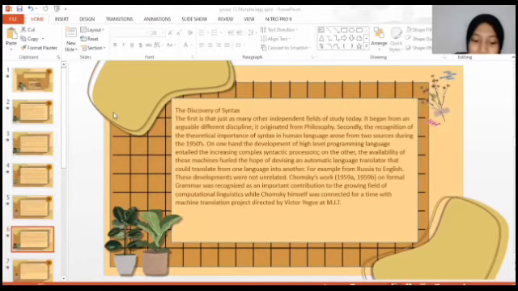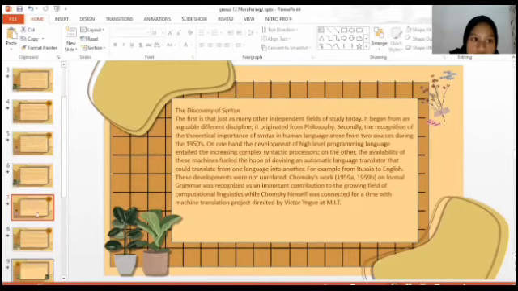Very good explanation from Ilah Jamilah. Thank you so much. Okay, the next material will be presented by Fanny Wulandari. Thank you, Farhana. Okay, I will continue the explanation from Ila.